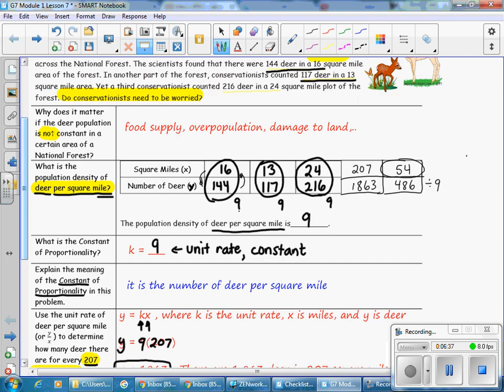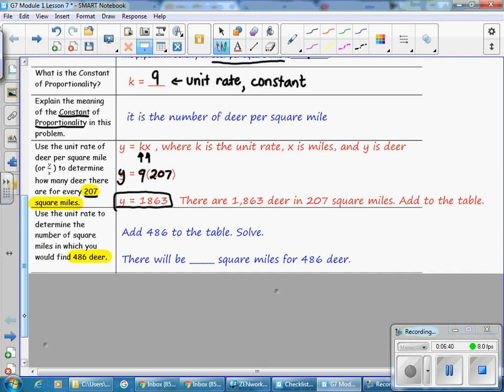And 54 is the correct answer. So there will be 54 square miles for 486 deer.